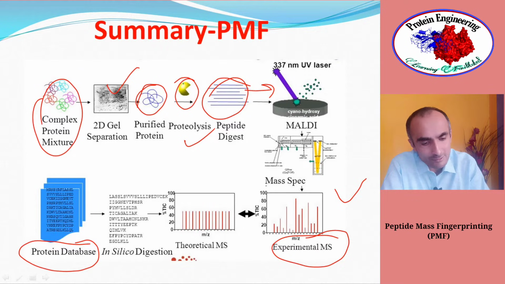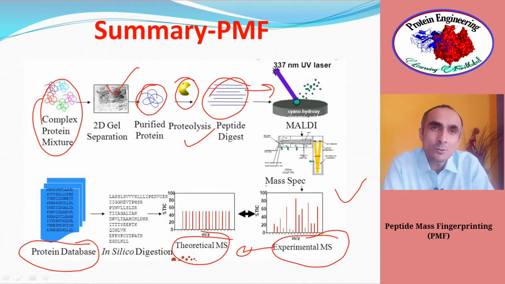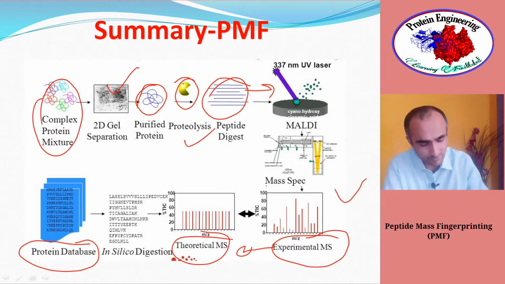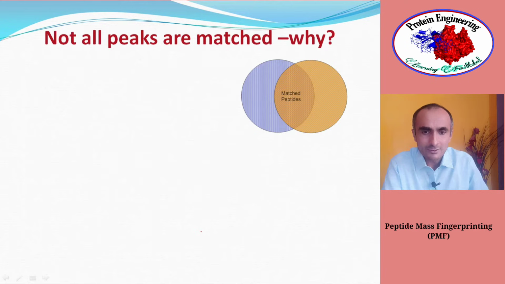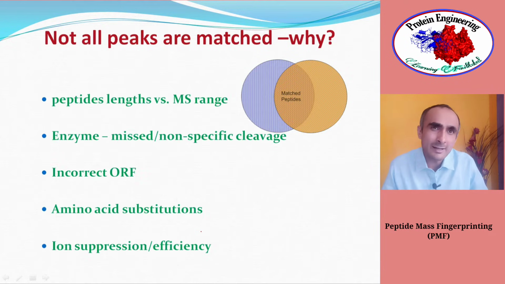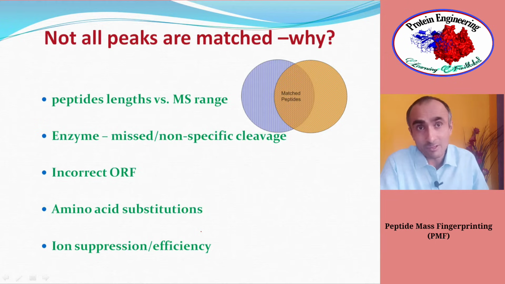Now the experimental spectra is matched with the theoretical spectra in order to identify a protein. Whichever theoretical spectra matches best, that's the protein of your interest. So not all peaks between theoretical and experimental spectra are matched, and there are several reasons for that.